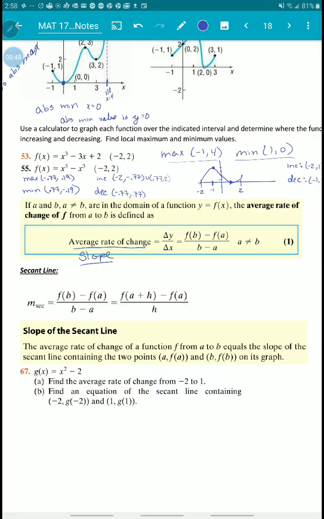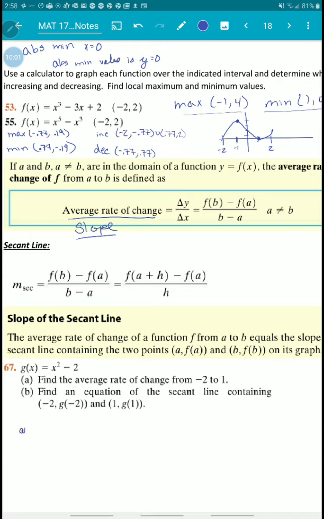67 is asking you to find the average rate of change from -2 to 1, and then the equation of that secant line. And we're looking at g of x equals x squared minus 2. So if we're looking at average rate of change, I'm going to abbreviate that ARC. They're telling us we want to find it from -2 to 1. Those are going to be x values always. Well, to find slope, you got to find the y value also. So let's find that y value by plugging -2 into that function.